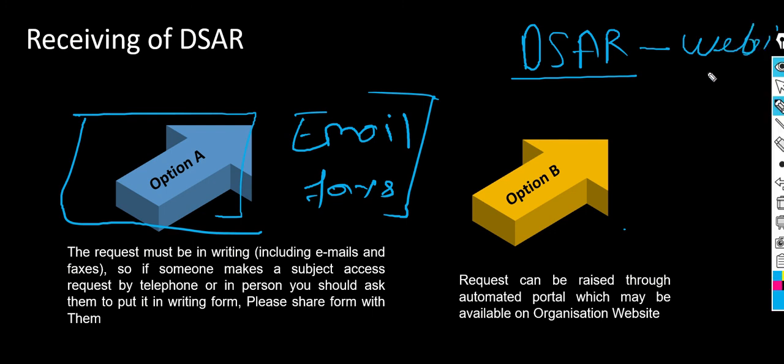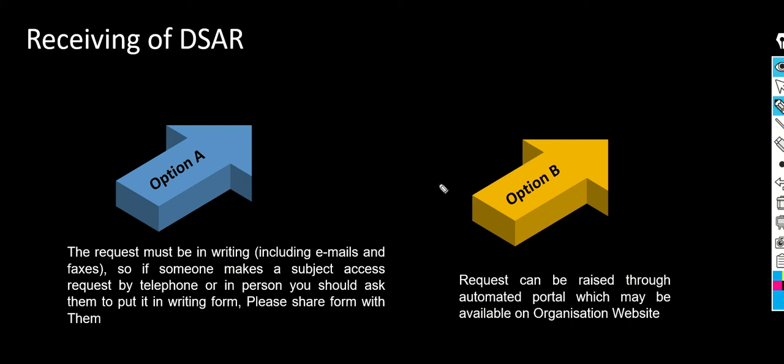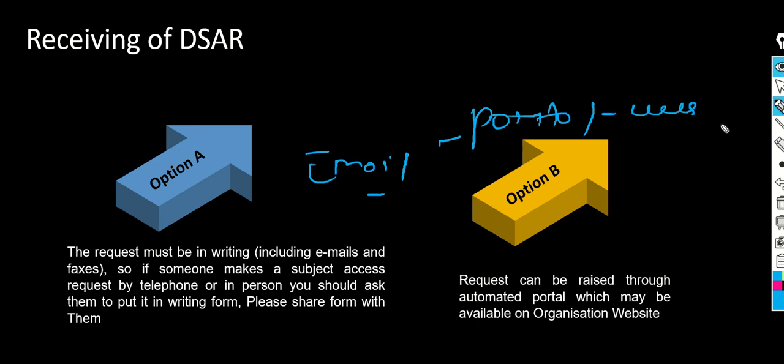We can give the link so that if a user wants to use their rights, they can directly go to the website, where there will be a web page or an automated form. By filling in those details, they can use their rights. So there are two options, and whichever suits the organization, they can adopt. So for receiving the DSR we have two options: either we can receive it over email, or we can receive it over the organization portal, or you can say the organization website.